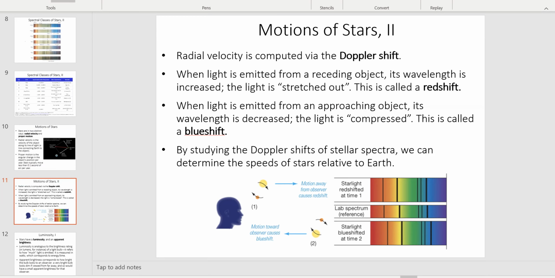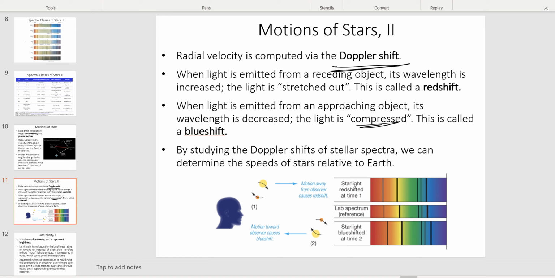Let's talk about the Doppler shift. How can we determine whether stars are moving away from us or toward us, or how fast they're going away from us or toward us? We can do this using the Doppler shift. The Doppler shift corresponds to the elongating or compression. That's the word I'm looking for. The elongating or the compressing of light as it's emitted by an object going away from us or going toward us.